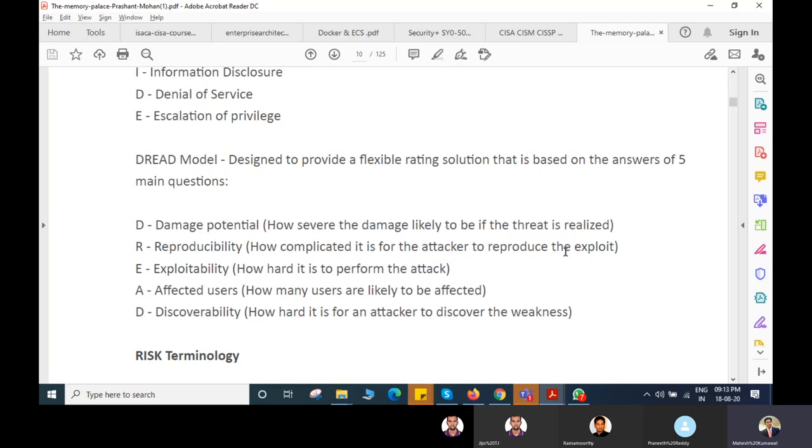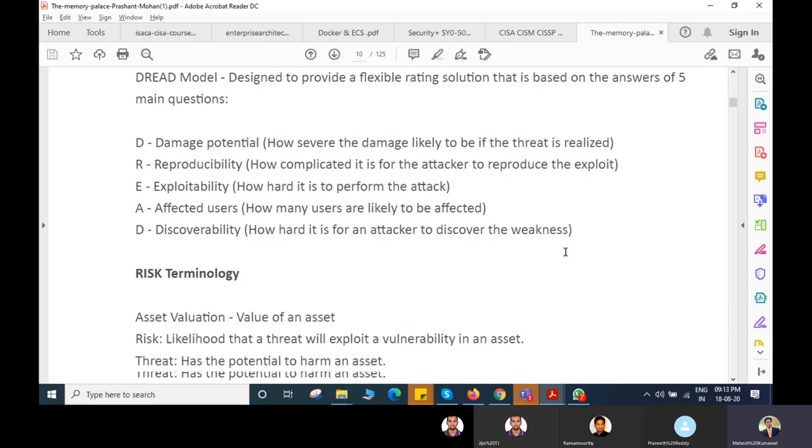Suppose you are part of a very critical project, working on a cybersecurity or SOAR platform or SIEM solution. If the SIEM solution goes down, what is the harm, the damage potential? How much time will it take to reproduce this particular exploit? How hard is it to perform the attack? How many users are likely to be affected at the same time? These are all the things you need to check.